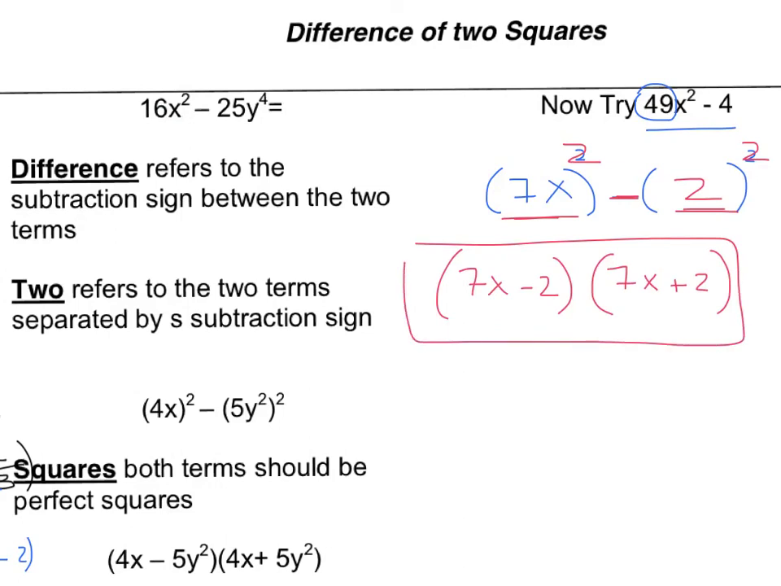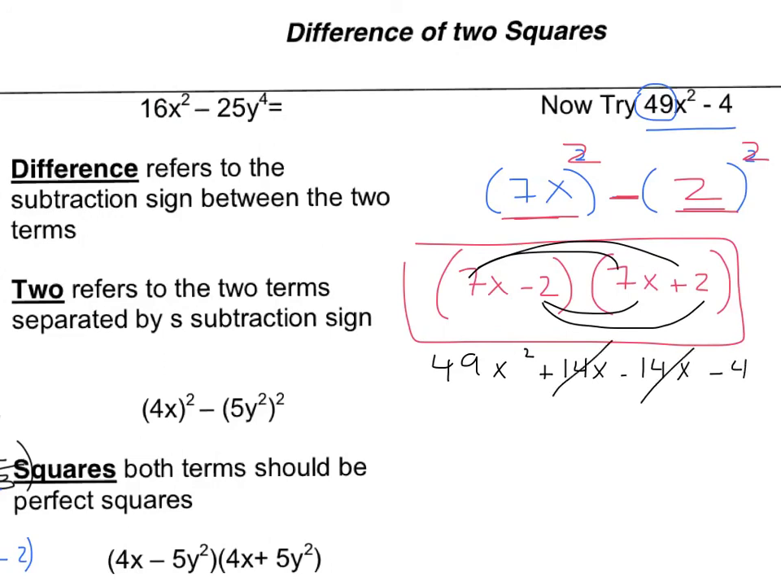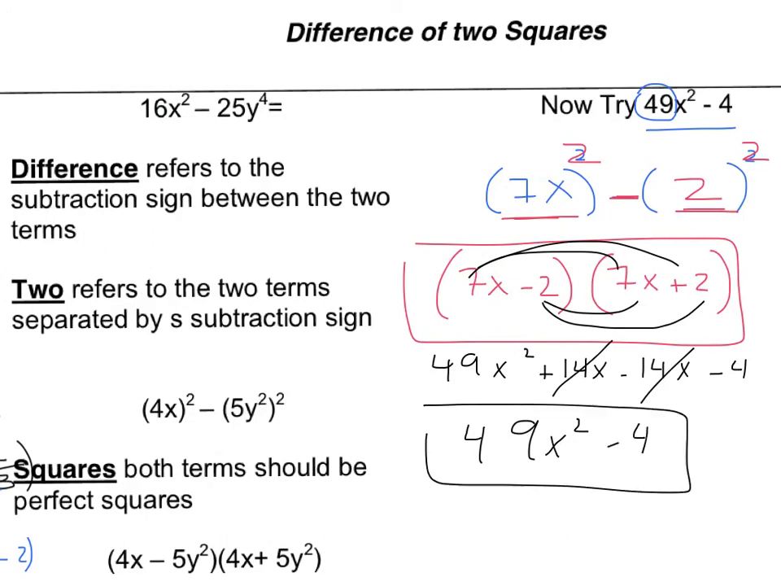Another way to check your work is you can FOIL it. And if you do, let's try it. So 49x squared plus 14x, and then negative 2, you FOIL it, you get negative 14x minus 4. The middle terms cancel out. So this is another way to check. And there you go, you got 49x squared minus 4. This is another way to check if you don't have a calculator.